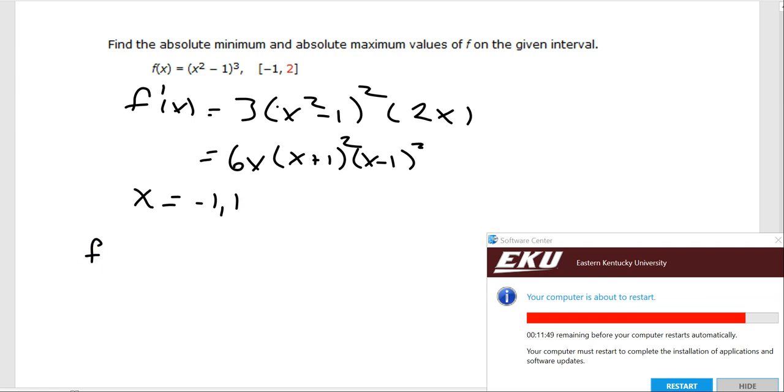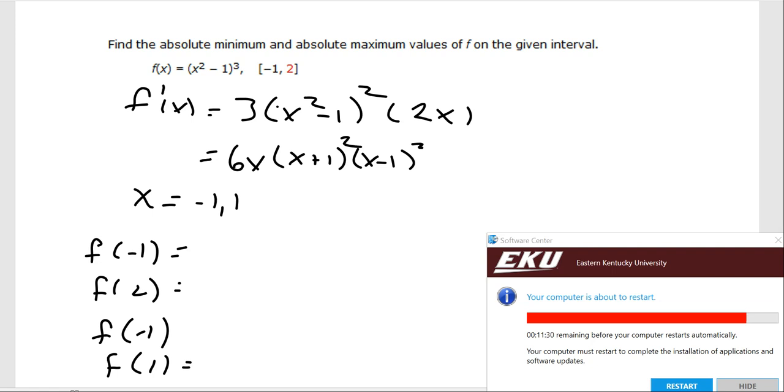So what I want to do is evaluate the function at the endpoints and at the critical points. I'm not going to do the -1 twice, okay, because, well, I'm too lazy for that. But if we evaluate the function at -1, that's going to be 0. At 2, it's going to be 27. And at 1, we're still going to get 0.